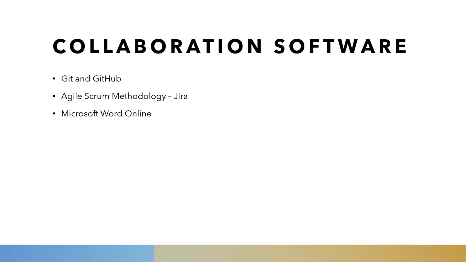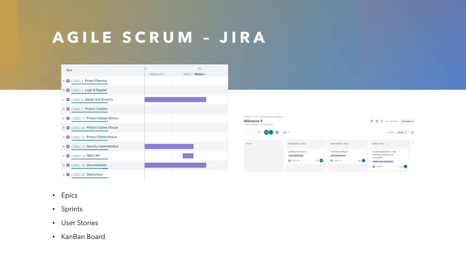Additionally, we use a Scrum methodology. This includes me creating user stories and finishing epics. And for our software, we use Jira by Atlassian. And finally, to create effective documentation, we use Microsoft Word Online. So for Agile Scrum, we use, of course, Jira and Atlassian.